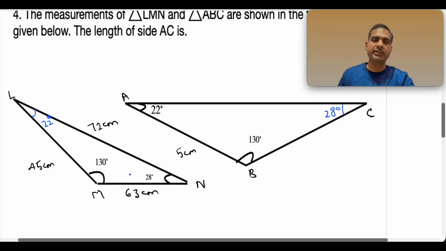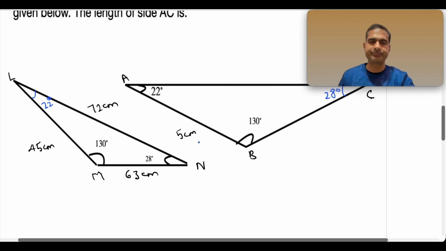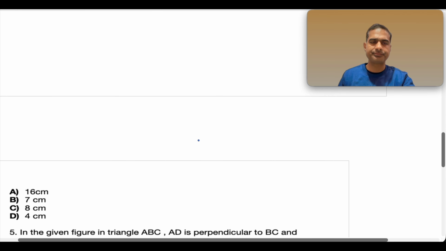So we got the three angles, and we saw that all the three angles of one triangle are equal to all the three angles of the other triangle. So we can surely say that they will be similar. The two triangles are similar to each other, and if they are similar to each other, their sides will be proportionate. So now let's see.